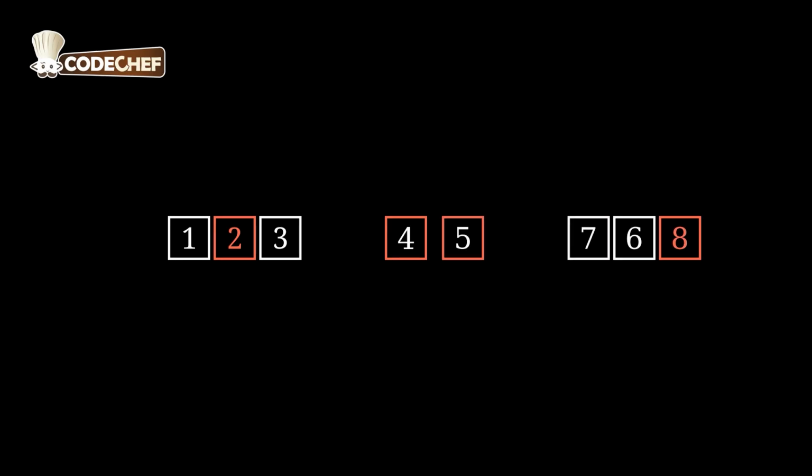Now, we apply quicksort on the remaining unsorted part, selecting 8 as the pivot. Both 7 and 6 are smaller than 8, so we swap them with themselves. Since the pivot is already at the correct position, we move on.